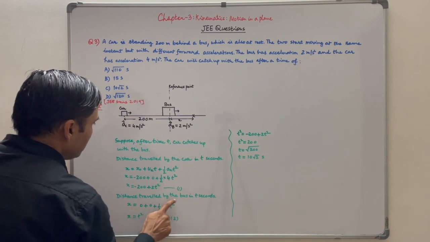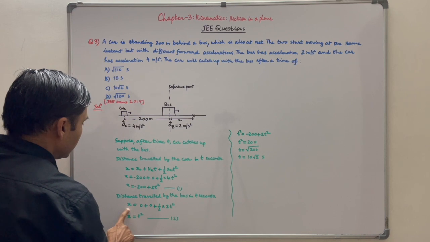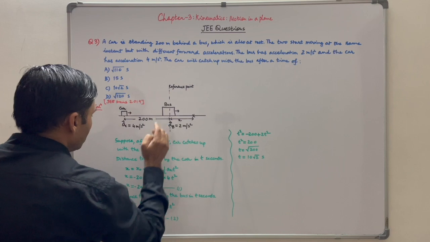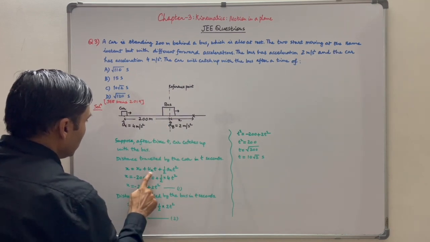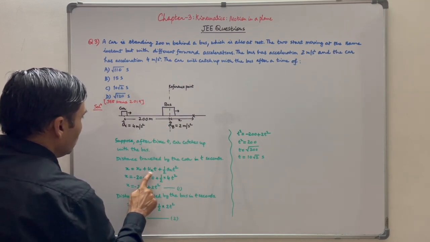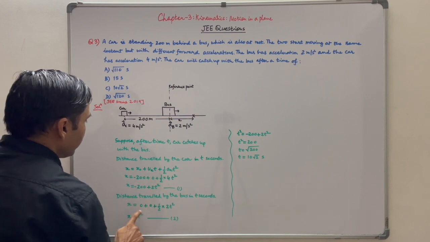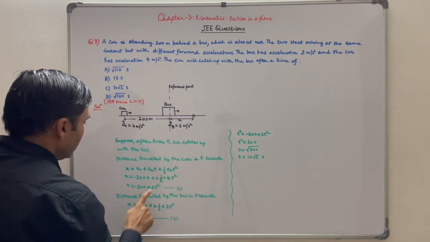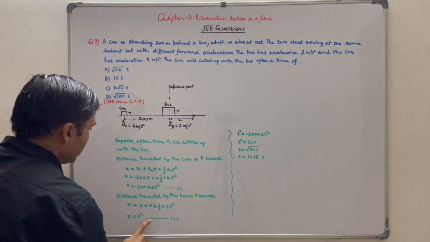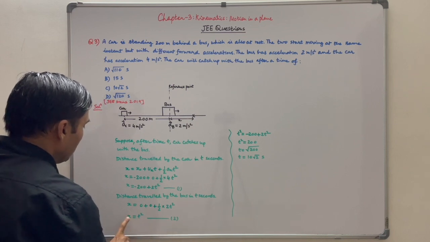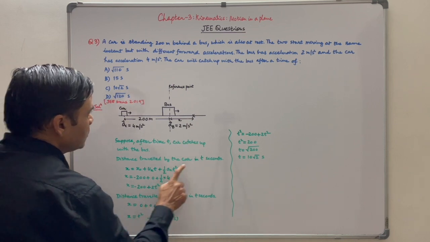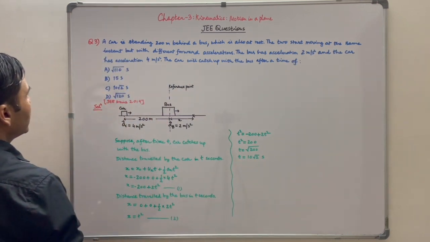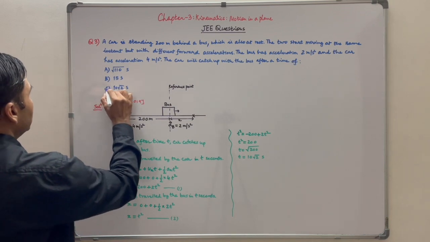Now distance traveled by the bus in t seconds will be x. x is equal to x0, and x0 is 0 as this is our reference point, plus initial velocity of the bus at t is equal to 0, which was 0 because bus was standing, and acceleration is given as 2 meter per second square. So x is equal to t square. This is our second equation. Put the value of x in first equation. So t comes out to be 10 under root 2 seconds. So our correct option is option C.